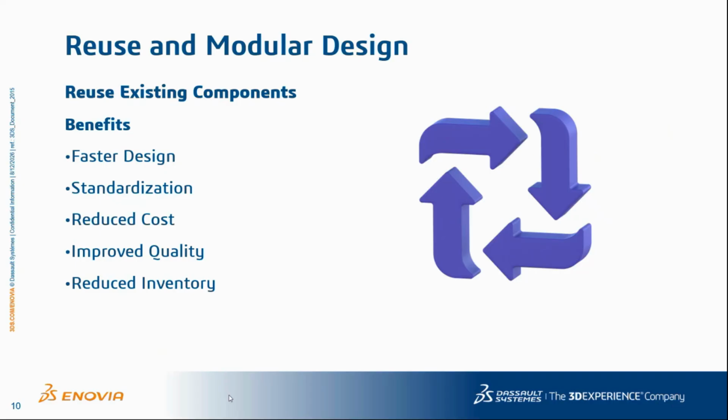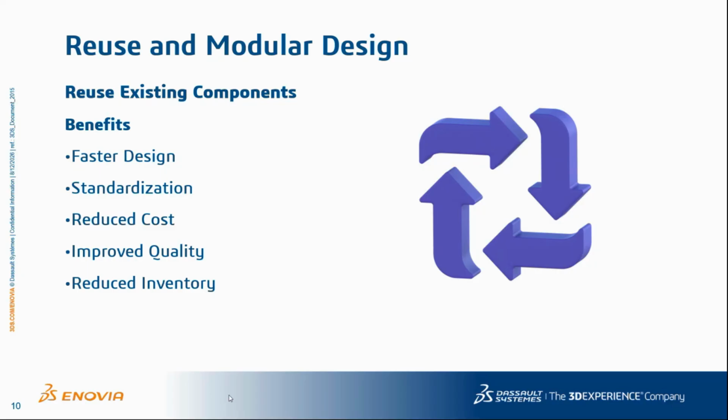Then you can reuse modular designs. Companies often redesign existing components because engineers cannot locate the reusable designs. So product architect eliminates duplicate engineering. The benefits of reusing your existing components are that you can have your designs completed faster. You can have faster design, standardization, reduced cost, improved quality, and reduced inventory. So these five areas contribute together in reusing and modular design.